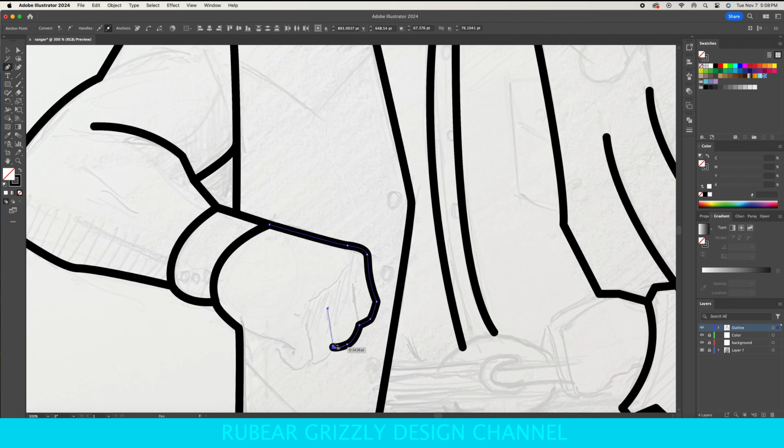And there we have it everyone, the final vector illustration on how to draw Ranger in Adobe Illustrator.